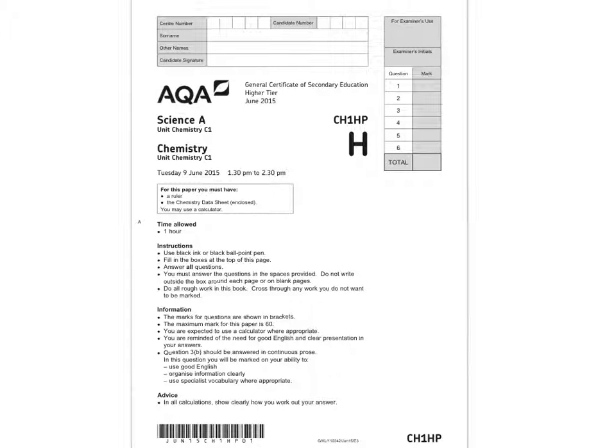This is a walking talking mock for Chemistry Unit 1. It's the higher paper from June 2015. The total mark for the paper is 60 and you are allowed 1 hour, which roughly means that there is 1 mark available for every minute.